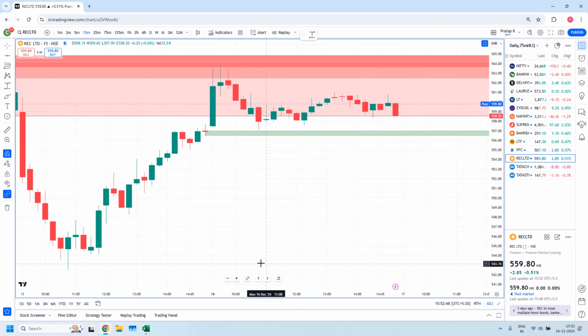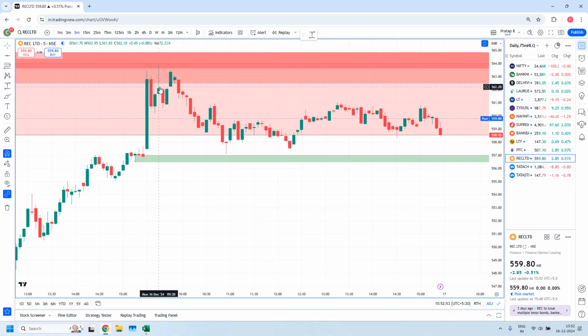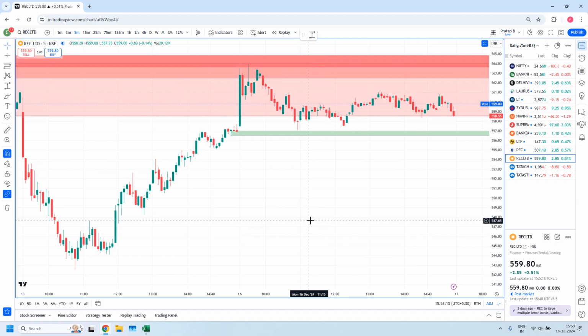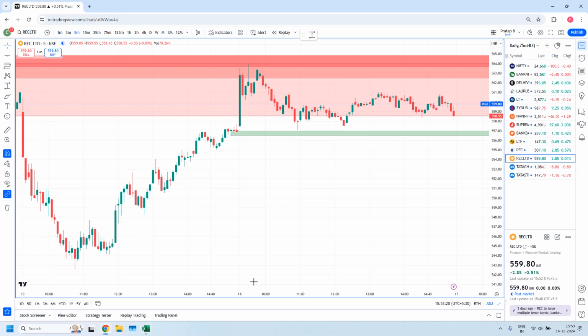How much time did it take to get the profit? Let me go to 5 minutes. So this is the candle where we got the trade. This is the morning 9:30 candle, and it reached the target at the morning 10:55 candle. 9:30 to 10:55, that means about 1 hour 25 minutes, close to 1.5 hours for this trade. So this is about REC Limited. Next one is Zydus. For Zydus, the trade came almost in the last 1.5 hours of the market.